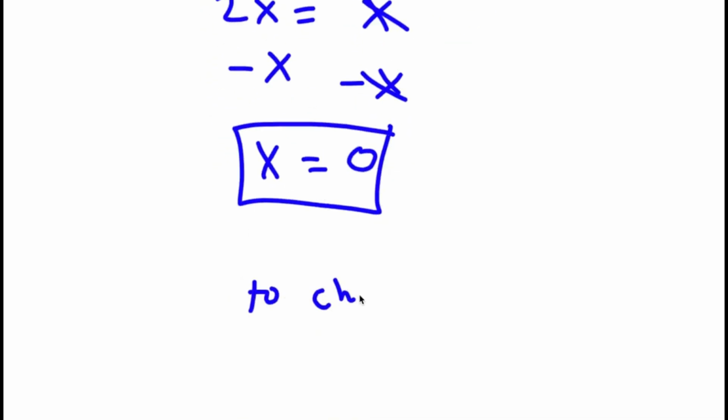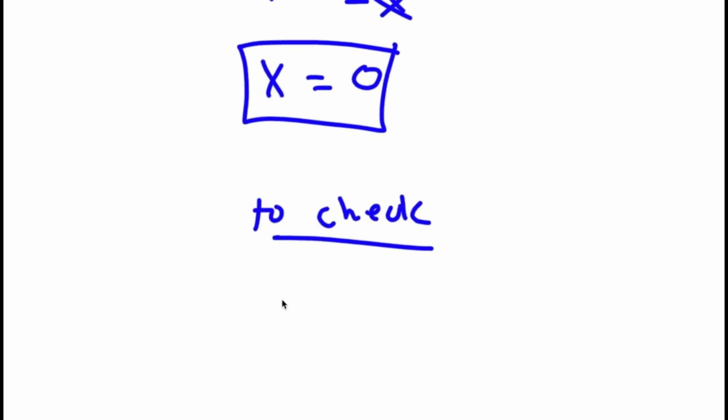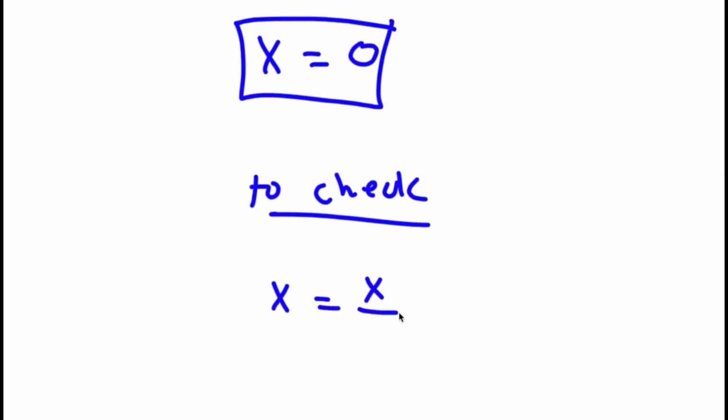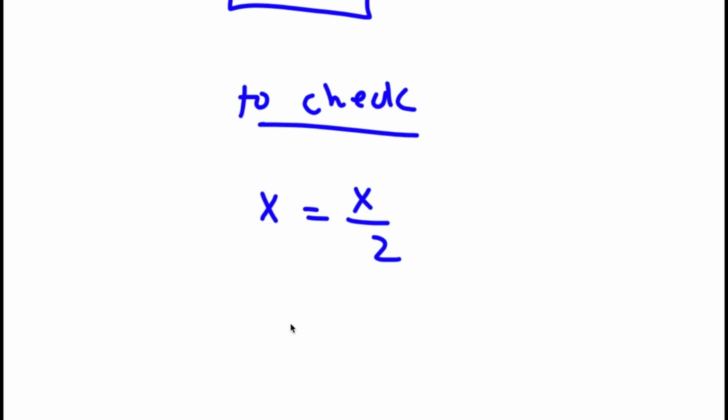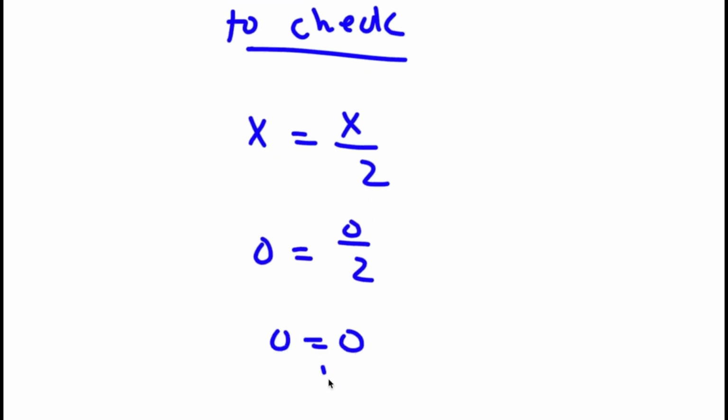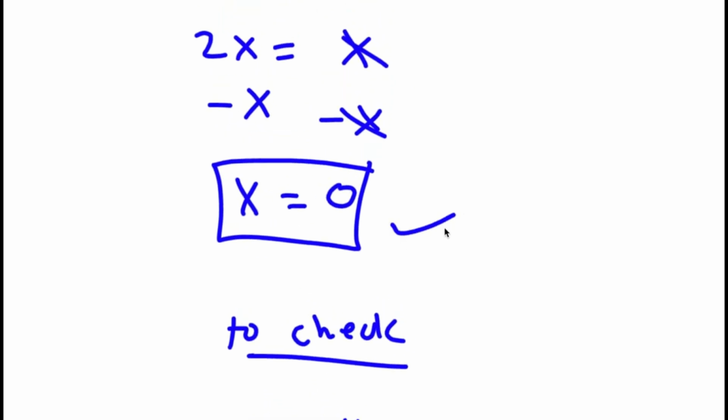So now to check, I have x is equal to x over 2. We know that x equals 0. So I have 0 is equal to 0 over 2. 0 divided by 2 is 0. So I have 0 equals 0. And because this is right, my solution is right.